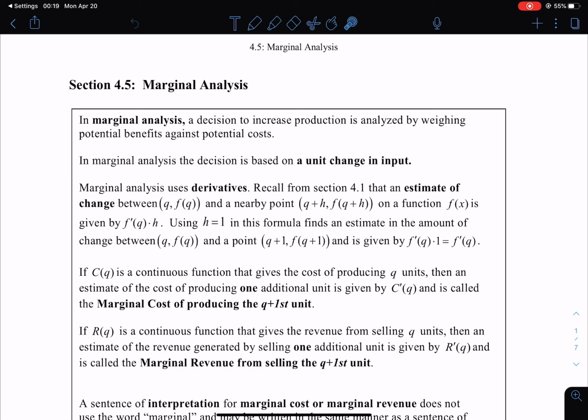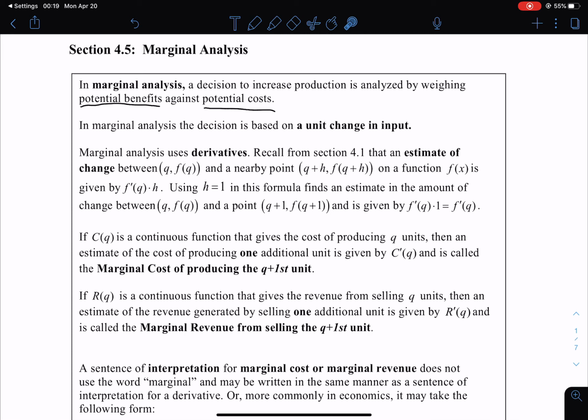The first paragraph shows us, in marginal analysis, a decision to increase production is analyzed by weighing potential benefits against the potential cost. So this one tells us potential benefits against potential cost.